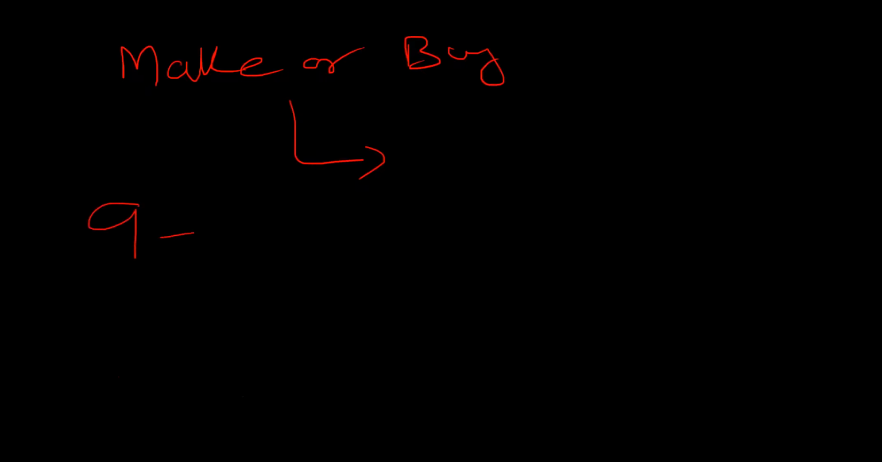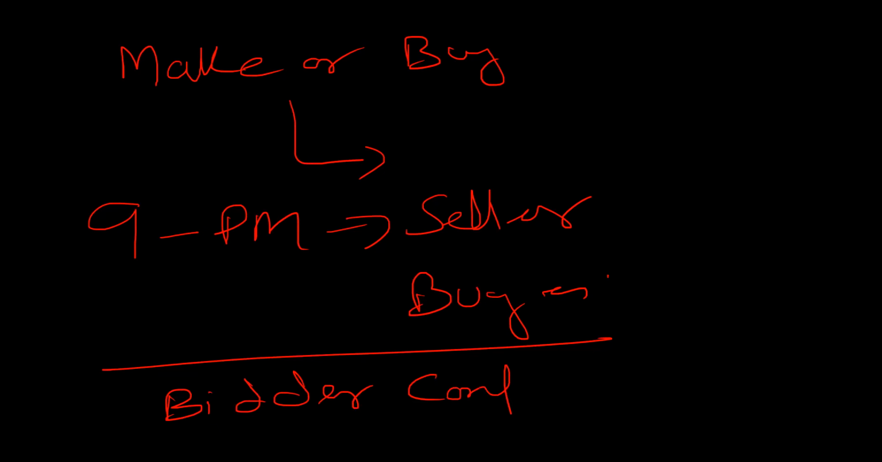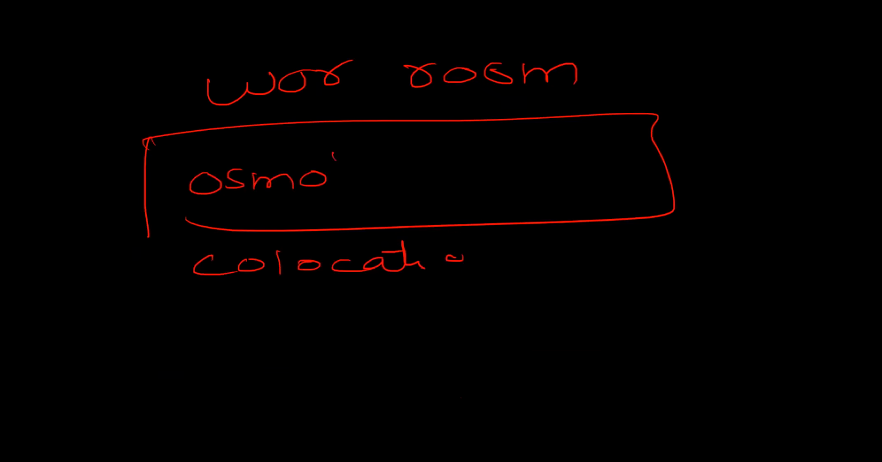In the 9 knowledge areas, the project manager belongs to the seller or answers as a seller. But in procurement, he becomes the buyer because he's buying for the project. We perform the bidder conference to answer the seller's questions. And then we negotiate the agreement. In communication, we use the war room. It could be physical or it could be virtual, which is called co-location and which gives rise to osmotic communications.